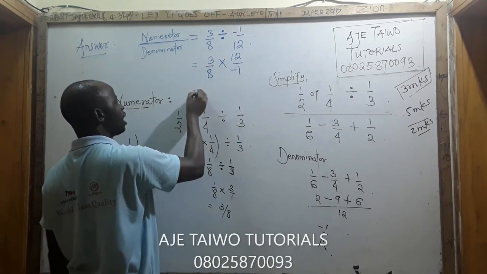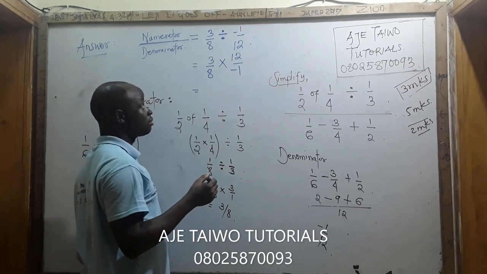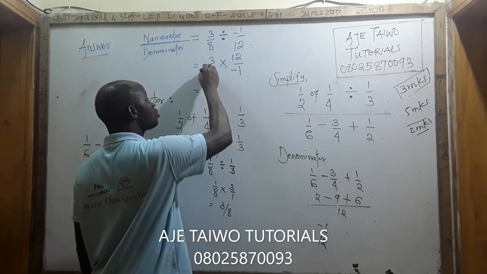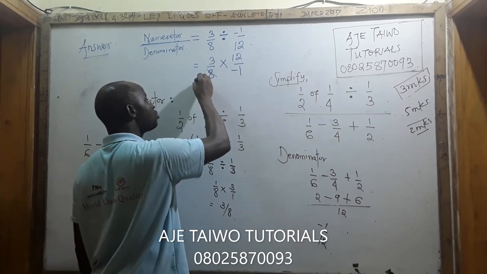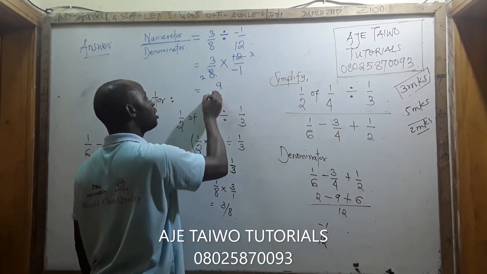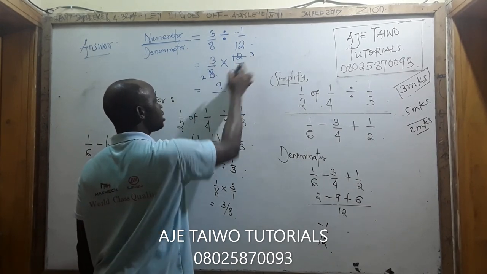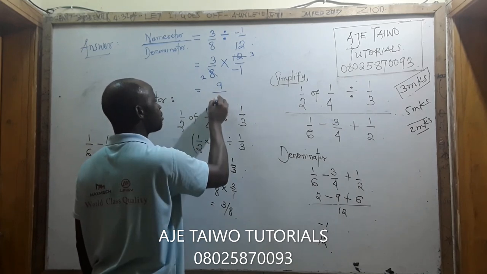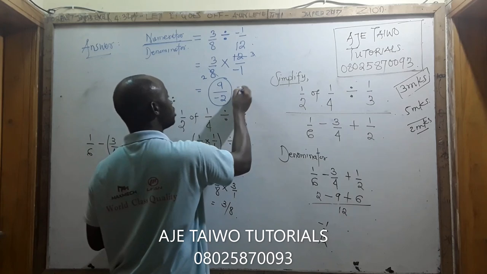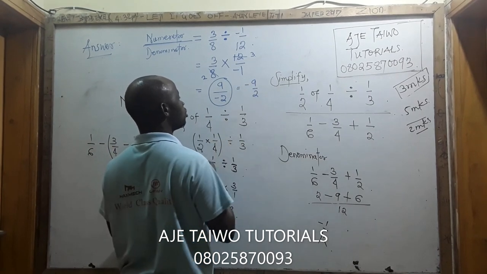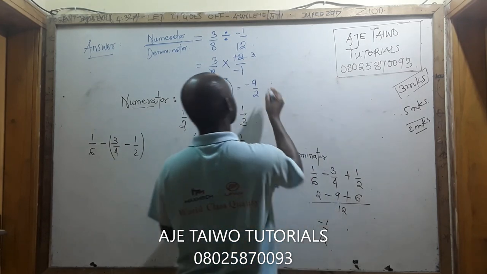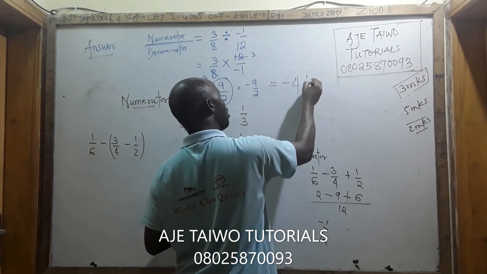So let's go. Tell me, what do we do next? We cut. 2, 4 here; 2, 4 here. 3 times 3 is 9. 2 times minus 1 is minus 2. Final answer will be minus 9 over 2. Or you say minus 4 whole number 1 over 2.